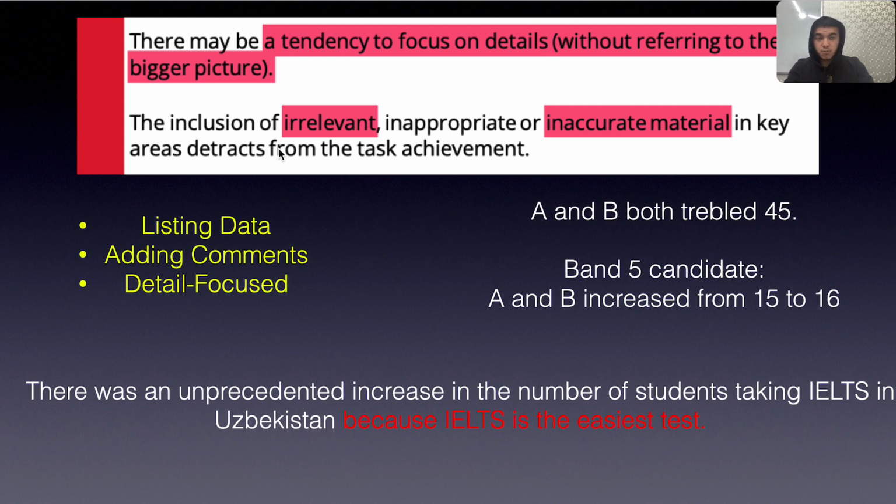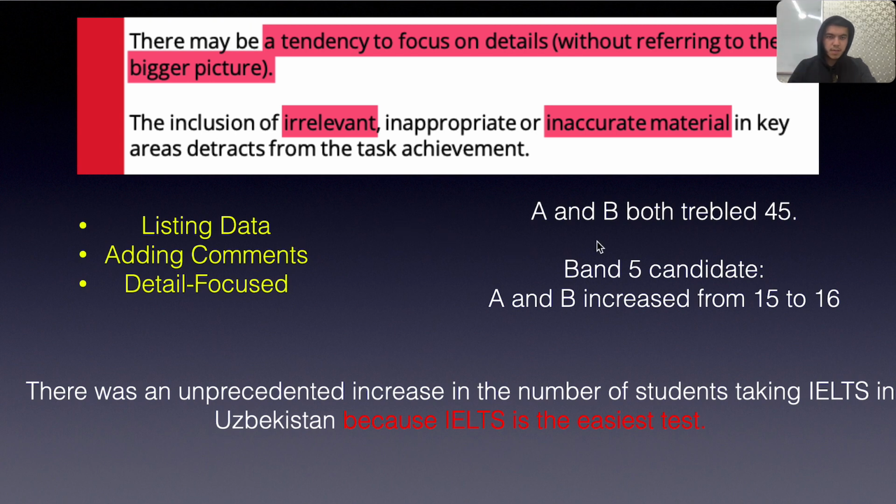The inclusion, which means you're including irrelevant, inappropriate, or inaccurate material or details. So let's look at what this means. Basically, this is saying that you are listing data, you're adding comments, and you are too detail focused. Listing data basically means if you've been given several key features and several numbers, you're just listing them one by one. You're being too detail focused.